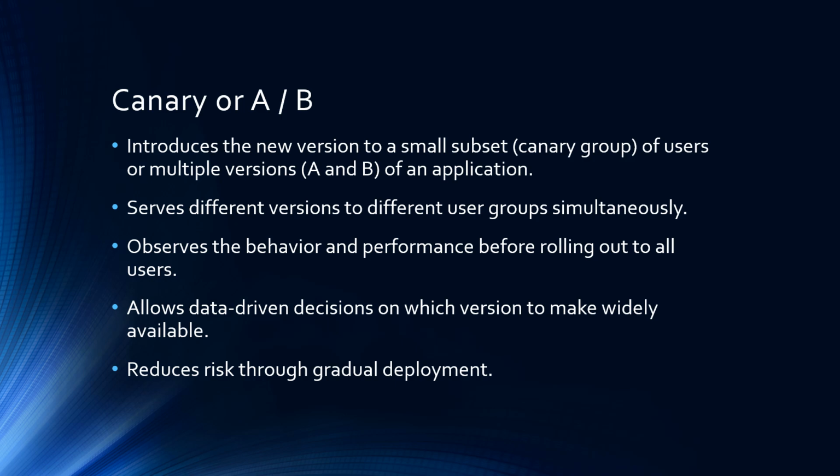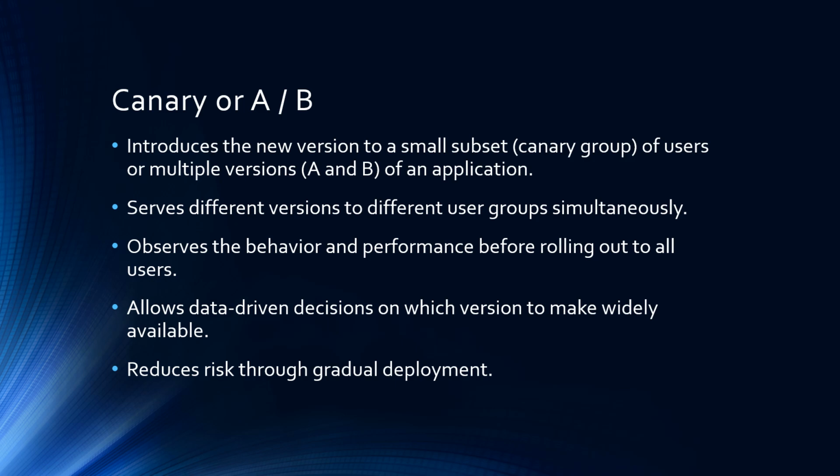The canary deployment strategy, also known as A/B testing in some contexts, is a sophisticated approach that allows us to minimize deployment risks while gathering valuable user feedback. This strategy gets its name from the historical practice of coal miners using canary birds to detect dangerous gases. If the canary stopped singing, the miners knew there was trouble. Similarly, in DevOps, we use canary deployments to detect potential issues before they affect our entire user base.